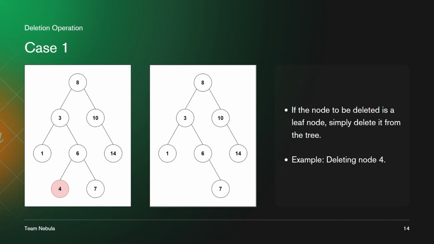Deletion operation. There are 3 cases for deleting a node from a binary search tree. Case 1. In the first case, the node to be deleted is the leaf node. In such a case, simply delete the node from the tree. 4 is to be deleted. Delete the node.